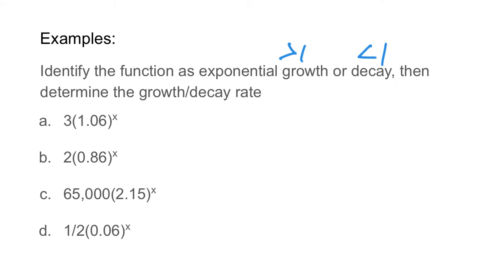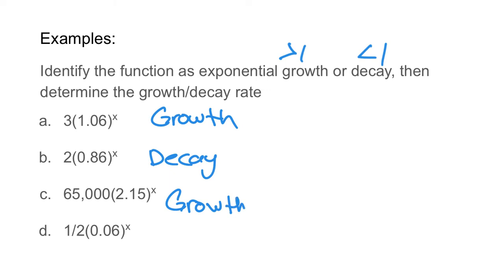So when I look at these and I see 1.06, I automatically know that's growth because that's a number bigger than 1. 0.86 is decay, smaller than 1. 2.15, bigger than 1, it's growth. 0.06 is smaller than 1, so it's decay.